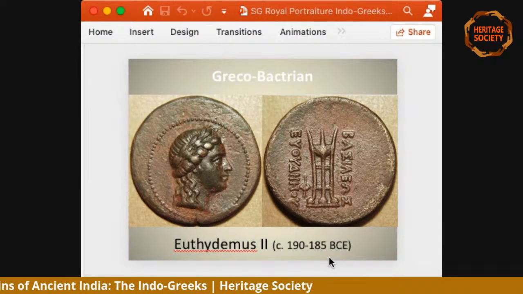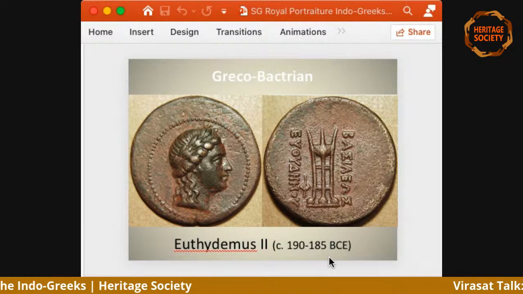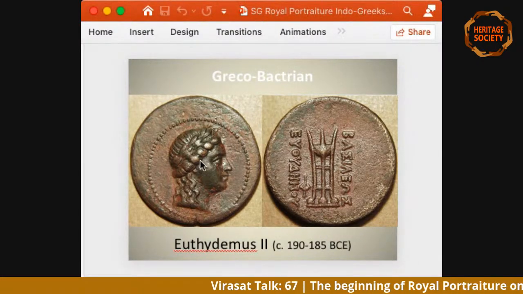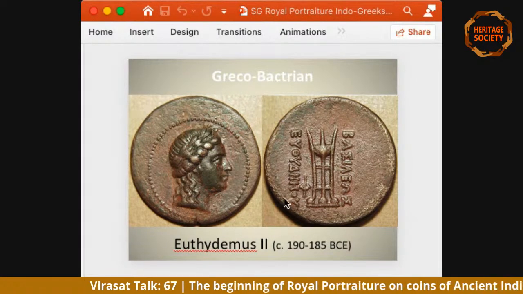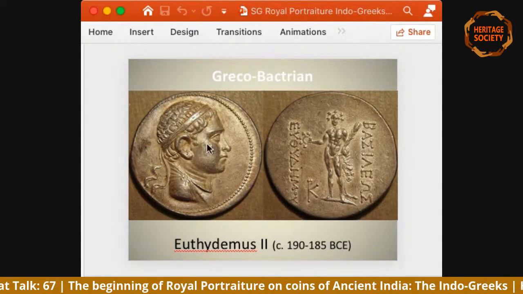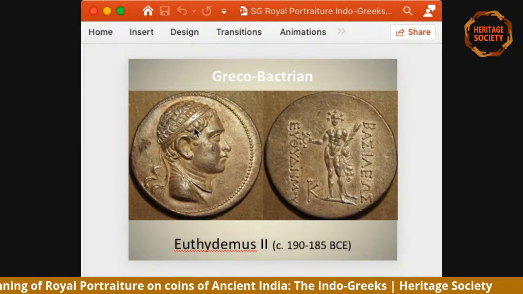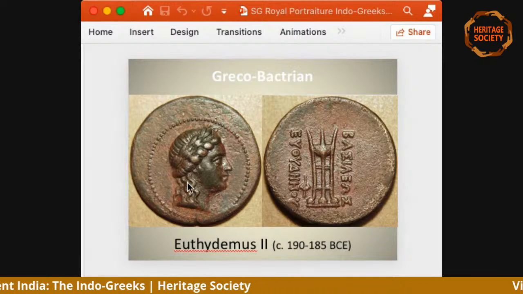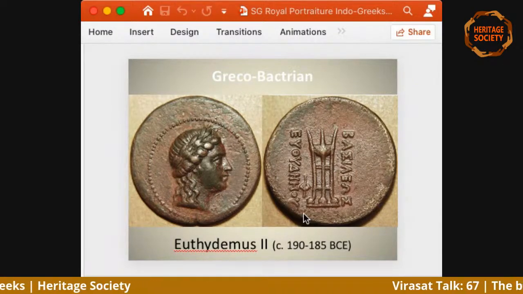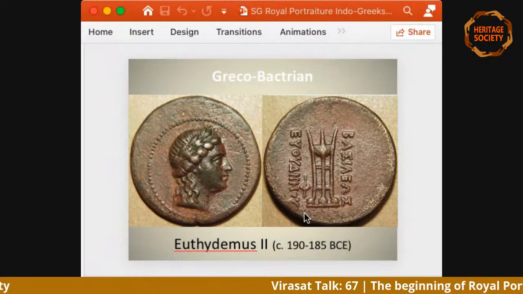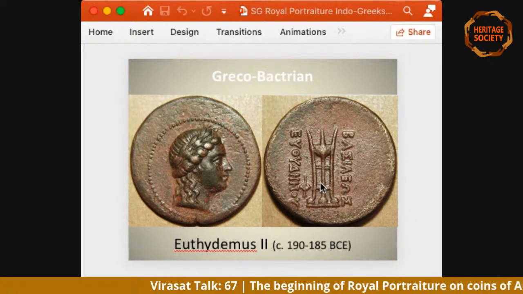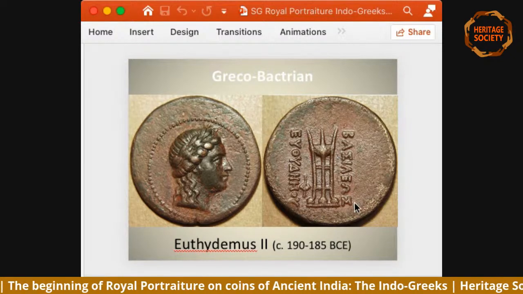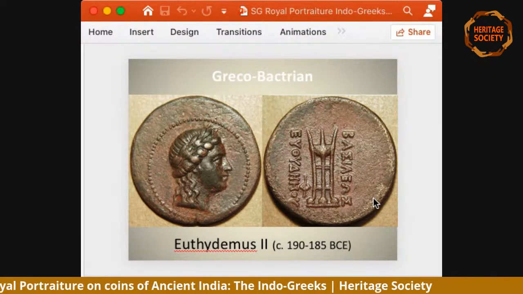This is also of the same ruler. The legends are the same, but here you see a very ornate diadem, unlike the previous one, which is simply a band of some sort. Here you see a very ornate diadem, and with his curly hair. And on the reverse, you see a tripod, which is some sort of an altar, and the name of the king written on both sides of the altar.